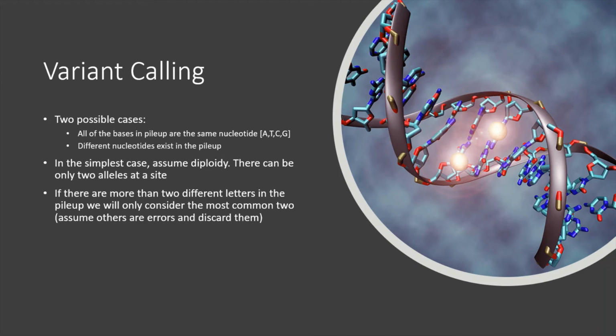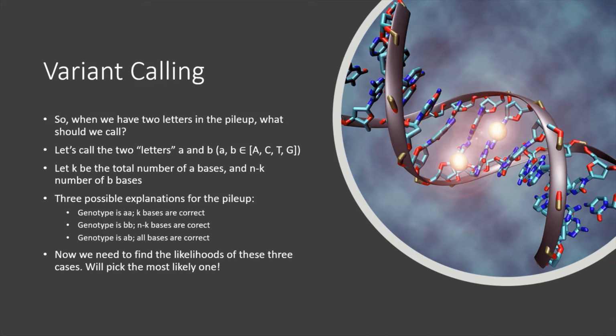The human genome is diploid, hence at most two variants can be at one position. We will discard all variants except the two most common ones. Let's call them A and B. Let's assume there are k A letters and n minus k B letters in the pileup line. We will choose the variant for which the letter counts are most likely compared to other variants.